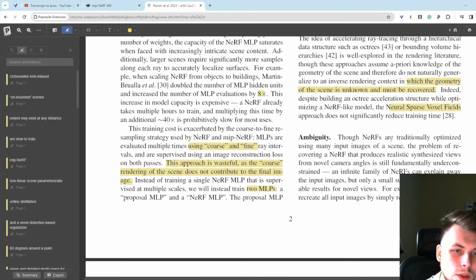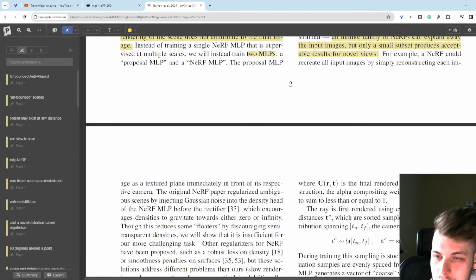Okay, ambiguity. Though NeRFs are traditionally optimized using many input images of a scene, the problem of recovering a NeRF that produces realistic synthesized views from novel camera angles is still fundamentally under-constrained. An infinite family of NeRFs can explain away the input images, but only a small subset produce acceptable results for novel views. Yeah, that's the issue. This is this kind of like 3D collapse. For example, NeRF could recreate all input images by simply reconstructing each image as a textured plane immediately in front of its respective camera.